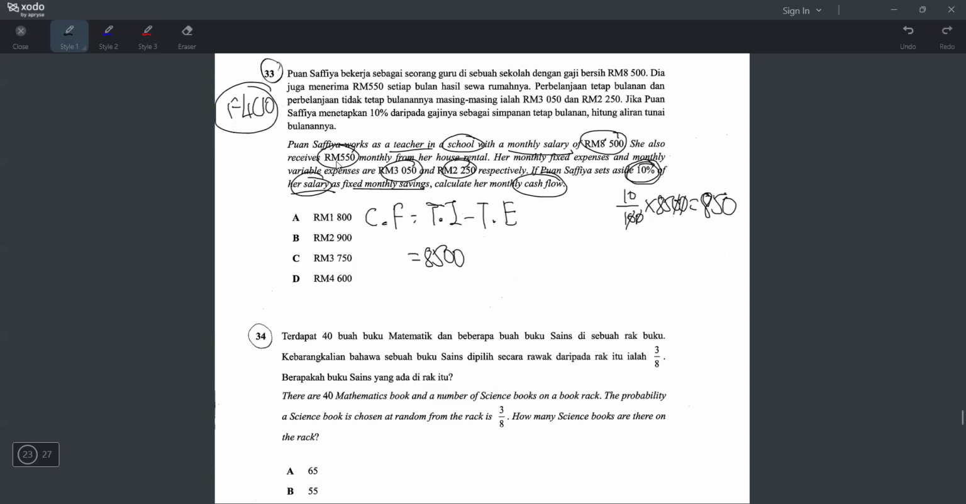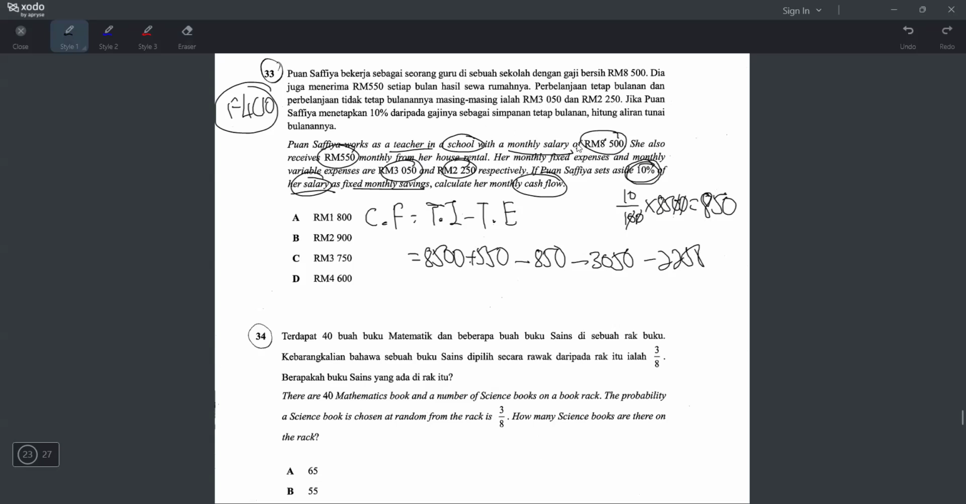But you have to minus 850, right? Sorry, plus with 550 first. Actually, you can minus first, then plus, same also. Okay, so plus with 550 because that's the passive income. Minus with 850 because 10% is used for savings. And then minus with the 3050 expenses. And then another 2250 for more expenses.